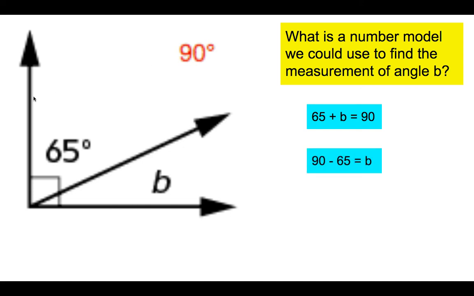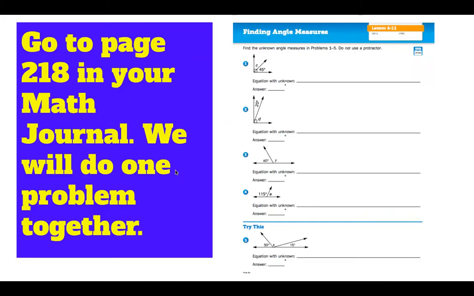Or what you could do is take the whole angle, which is 90 degrees, and take away what we know, which is 65, and then you'll be left with B. Well, in this case, B is 25 degrees, because if you go 65 plus 25, that'll total 90. Or if you go 90, take away 65, you'll be left with 25 degrees.